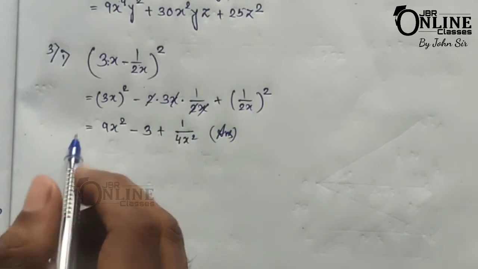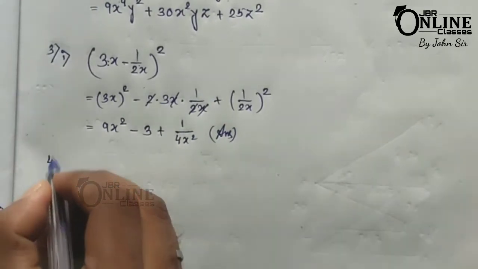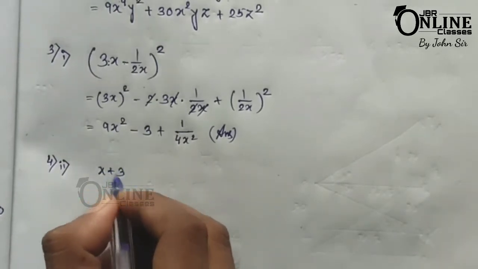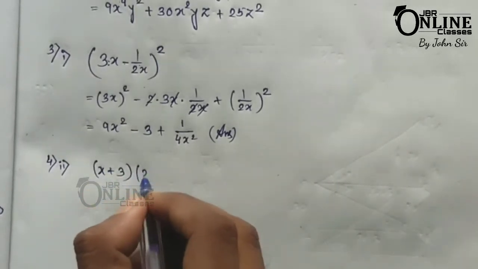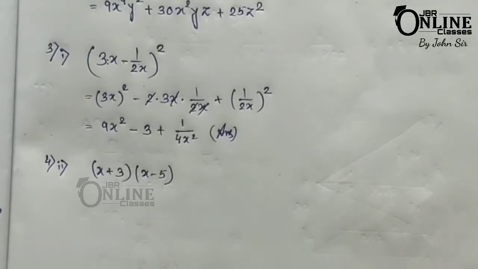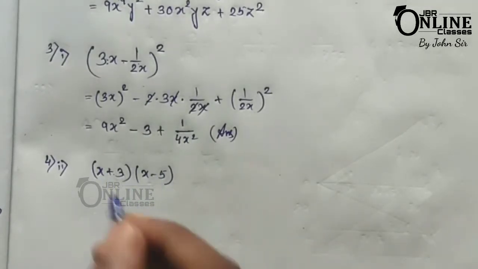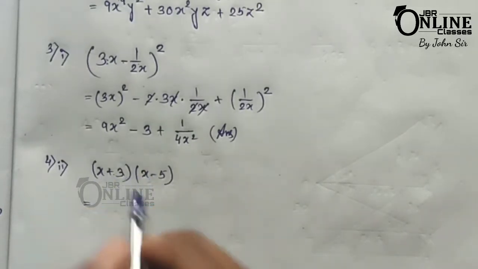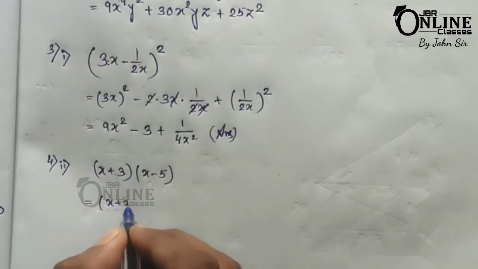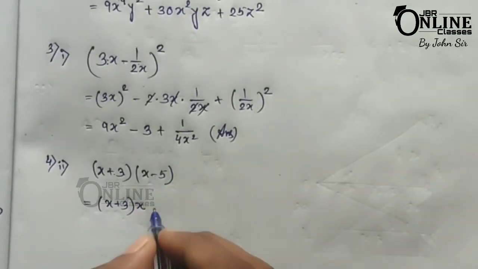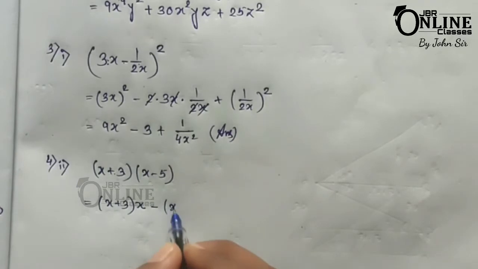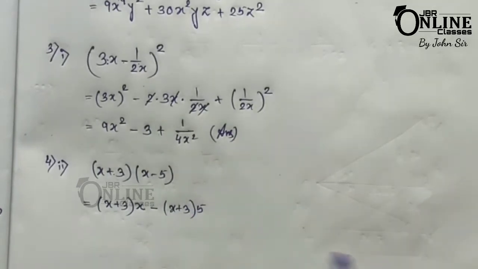Now next one, in sum number 4, 2. Here (x + 3) into (x - 5). You have to just multiply these two terms, (x + 3) into (x - 5). So first you have to multiply x with these two terms, that means (x + 3) into x, then here minus, so put down here minus, and next 5 into this one, so (x + 3) into 5.